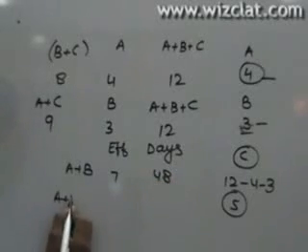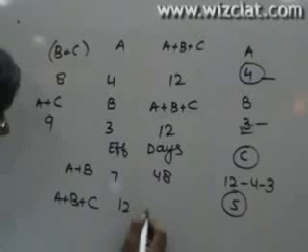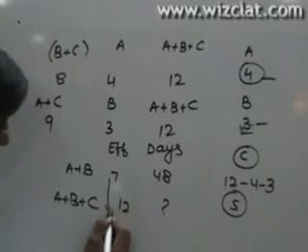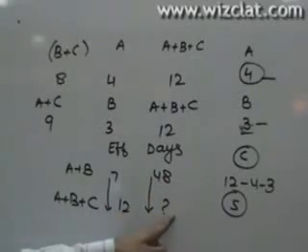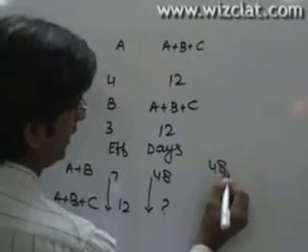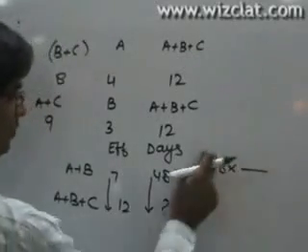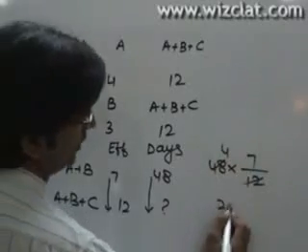So what about A plus B plus C? We know A plus B plus C combined efficiency is 12. So the number of days required will be, when we go from here to here, the efficiency increases. Therefore, the days are bound to decrease. And to decrease 48, we need to multiply with a fraction whose numerator is smaller than the denominator. So 7 upon 12, my answer will be 28.